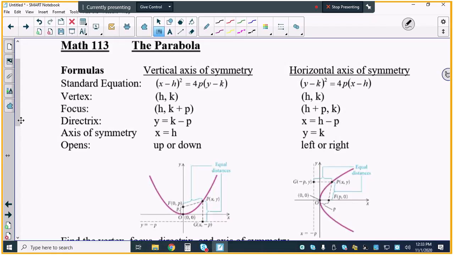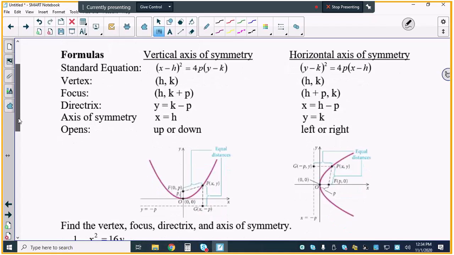Similarly, if the horizontal axis is the axis of symmetry, the standard form of the parabola is (y minus k) squared equals 4 times p times (x minus h), where (h, k) is the vertex, (h plus p, k) is the focus, the line x equals h minus p is the directrix, and y equals k is the axis of symmetry. The parabola opens left or right depending on the sign of p. So that's our general setup.